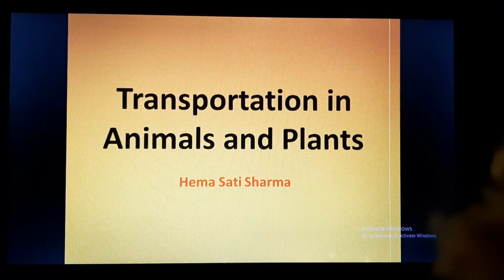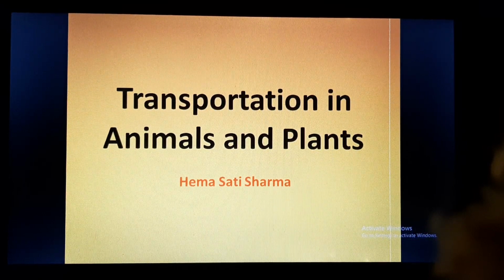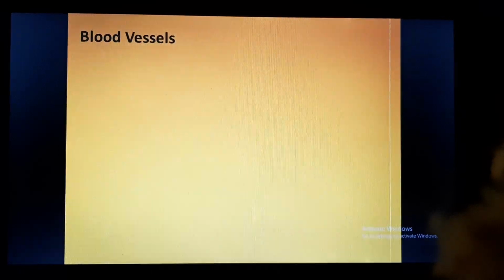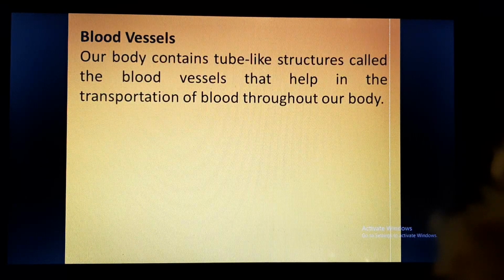We are discussing the chapter Transportation in Animals and Plants for class 7. We have already discussed the requirement of transportation system in animals and plants, human circulatory system and its components. So we had discussed blood in our previous lecture. Today we are going to discuss about blood vessels.